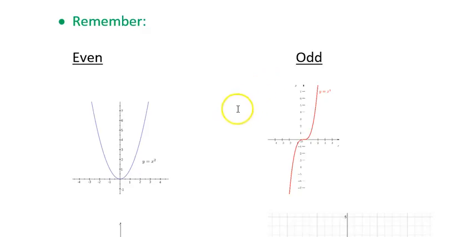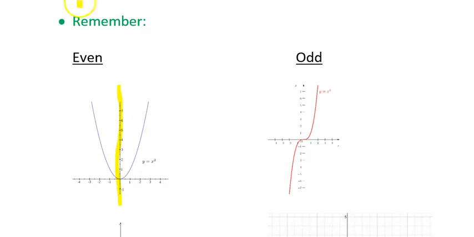Now, before we go on to some more examples, I also want to remind you about what it means to be an even function or an odd function. And I have the most classic examples here. For our even function, I have y equals x squared, which is your parabola. Even means that I can fold it on the x-axis graphically, and it lands on itself.